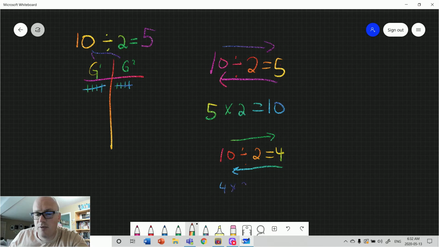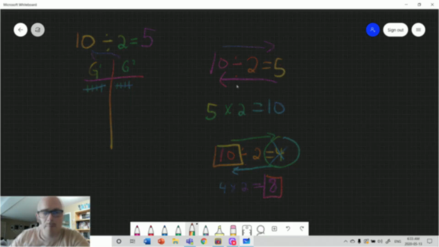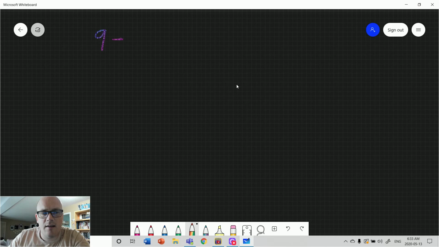4 times 2 equals 8. Well, because these numbers are not the same, I know that I did one of them wrong. I'm pretty good with my multiplication. 2 groups of 4 is equal to 8. So I know it must be this one that is wrong. When using division, we can use multiplication to check to see if we were correct. Let's look at 9 divided by 3.